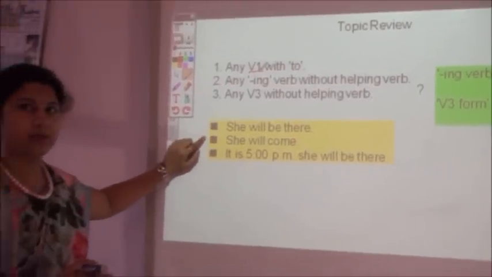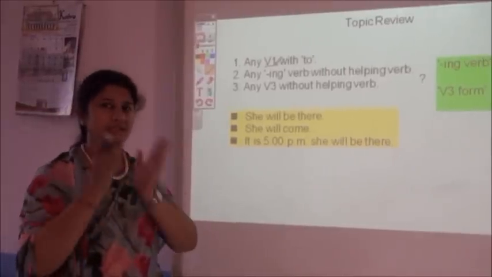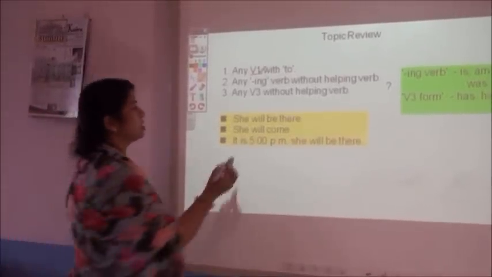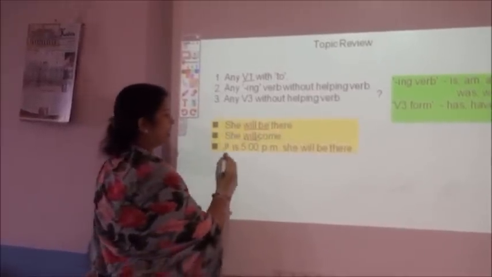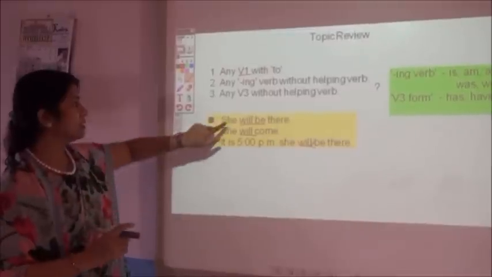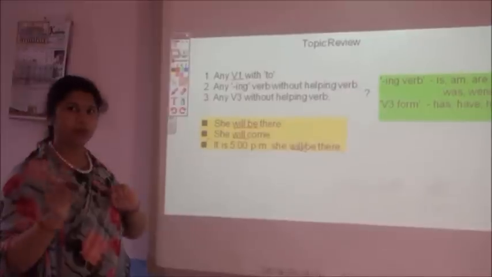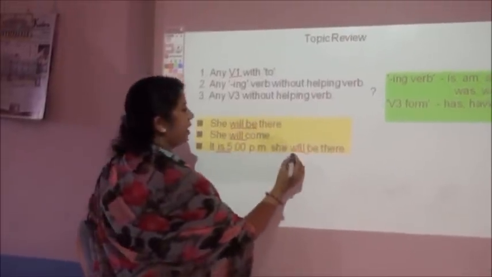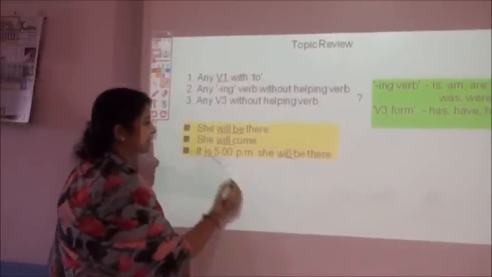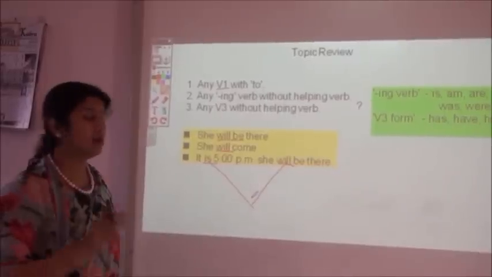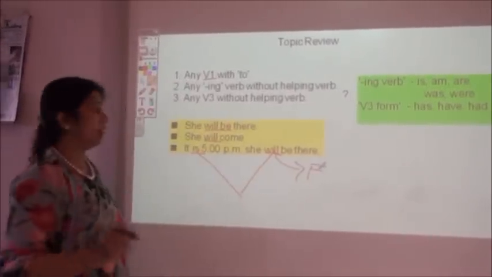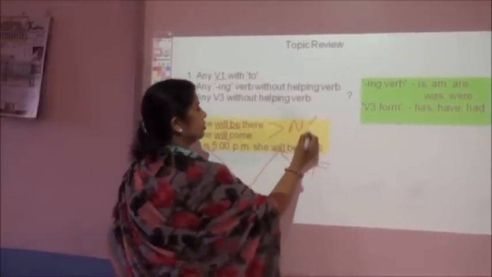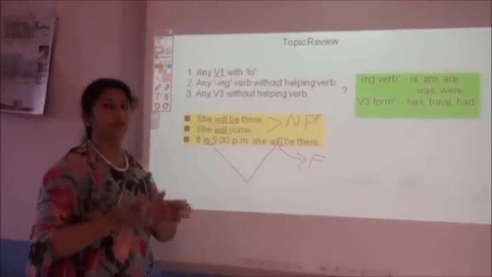Now I am going to tell you a very important thing. There is confusion for will, whether will is finite or non-finite. Now pay attention here and try to differentiate between all these three. She will be there, she will come, and it is 5 p.m. she will be there. Now what is the difference? Here will be is simple information, she will come is one information. Here in this sentence, it is 5 p.m., she will be there. If in any sentence you find is and will together, I am repeating myself, that time this will be called finite verb. But if in a sentence there is will but without is, here it will be called non-finite. Is it clear?